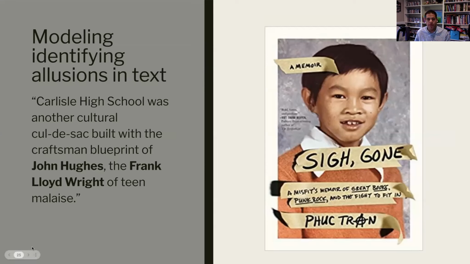This example is one that I modeled when we were talking about a specific point that we wanted to make about how Tran could feel like an outcast. In this specific example, there are two allusions being used, right? One is John Hughes and the other one is Frank Lloyd Wright.